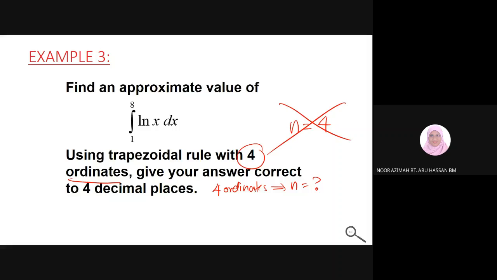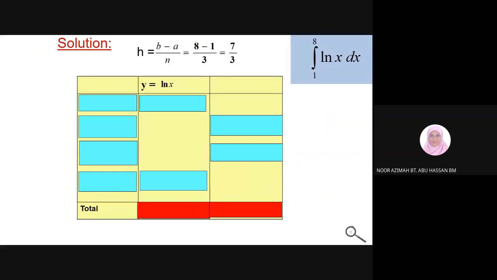Salah. Ordinate kan lebih satu. Example yang sebelumnya ordinate 5, straight berapa? 4 kan? So kat sini, ordinate-nya is minus 1 lah. Sorry, ordinate tu lebih satu. Maka straight-nya tolak satu lah. So that's 3 straight. Okay. So cari H dulu. So B tolak A. Straight 3, betul.